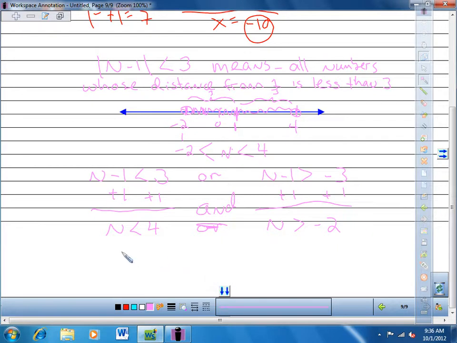Now, what if I have something like, where's my other example? b minus 3 is greater than or equal to.